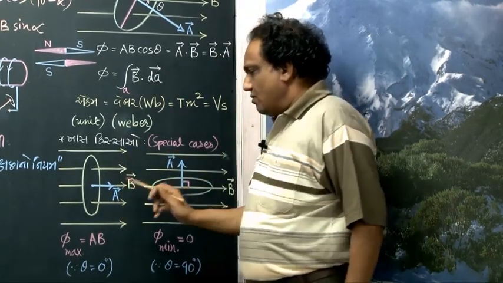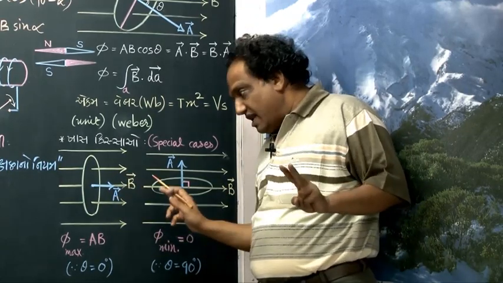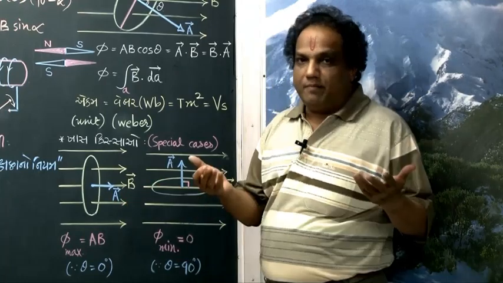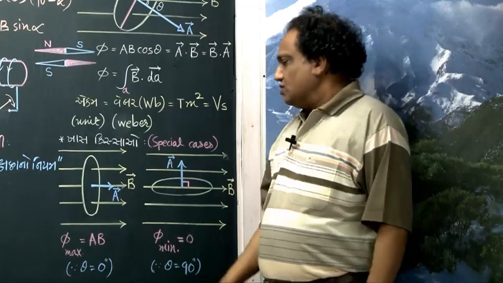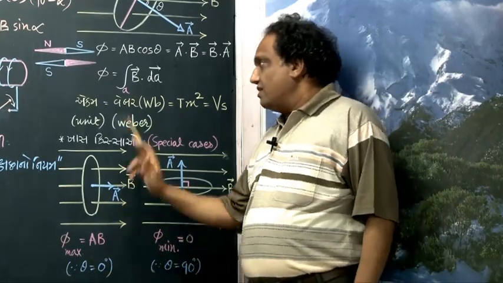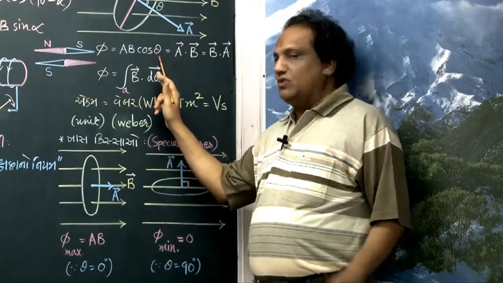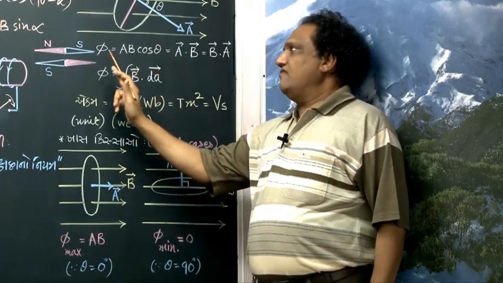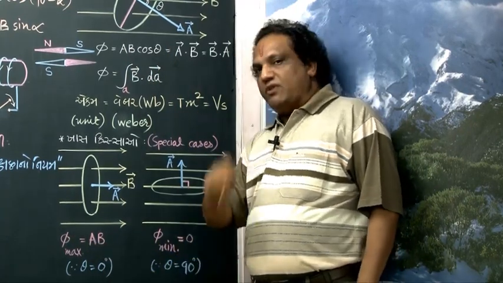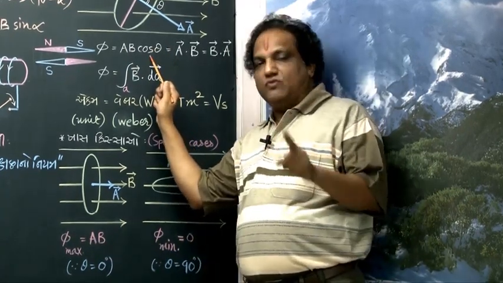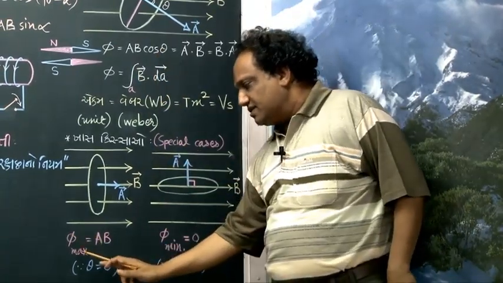Fine. Now here, vector A and vector B both point in the same direction, and you know the angle between vectors in the same direction is theta equals 0 degree. So just place theta equals 0 degree over here, and cos 0 is 1, and that's why phi will be equal to AB. Phi equals AB. But when you write cos theta equal to 1, you are putting its maximum value. That's why I am putting here phi maximum.